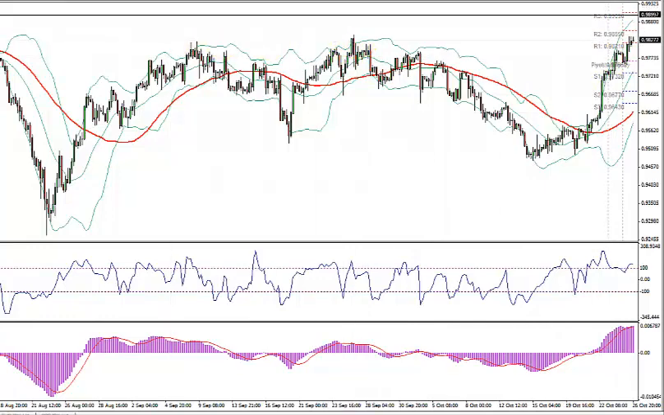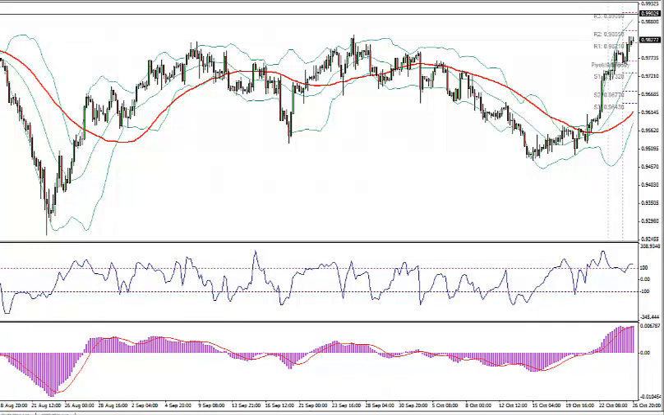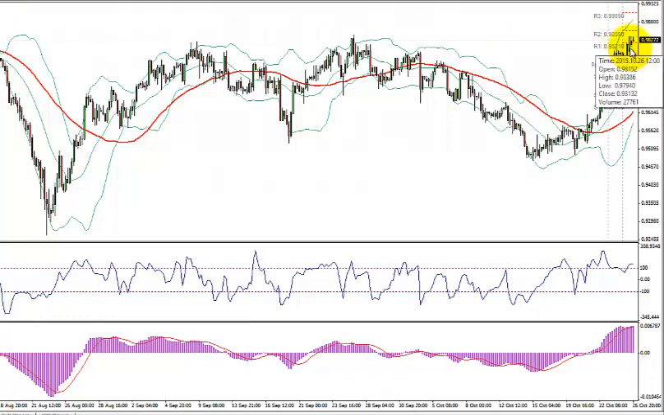Now, there is another level just up here, just to the left of the screen, at approximately 0.9101, that psychological level up there, that 9900 level. It is possible that price might test that, but I don't know if we're going to see a significant retracement and then a bounce back up again.